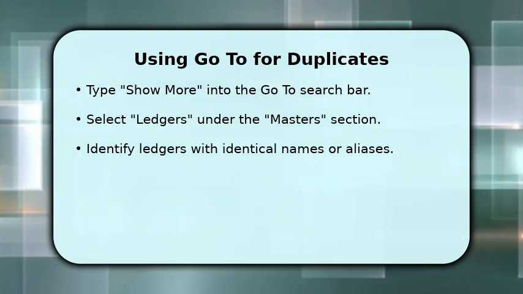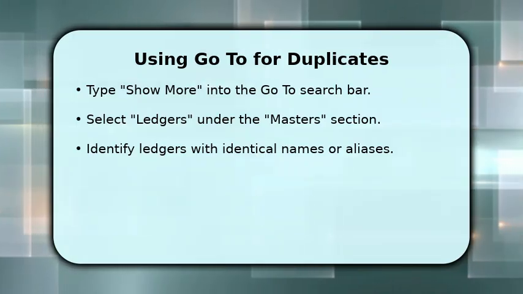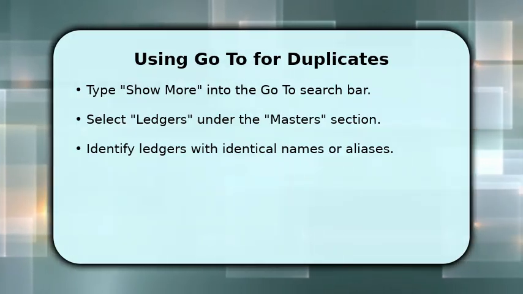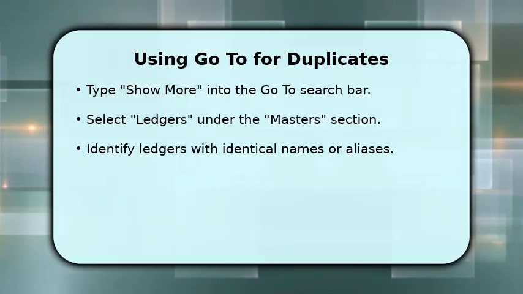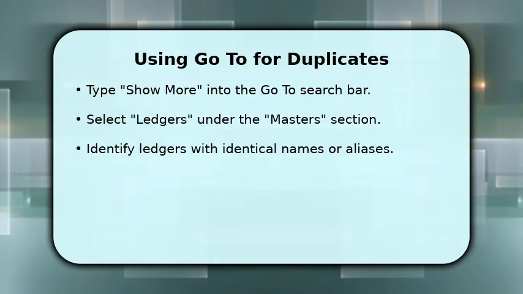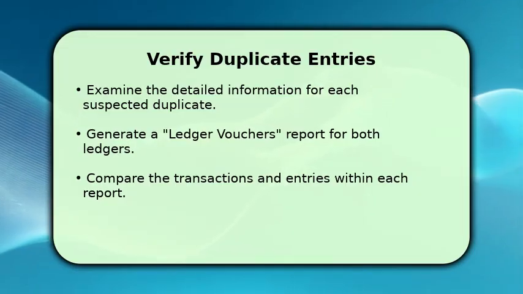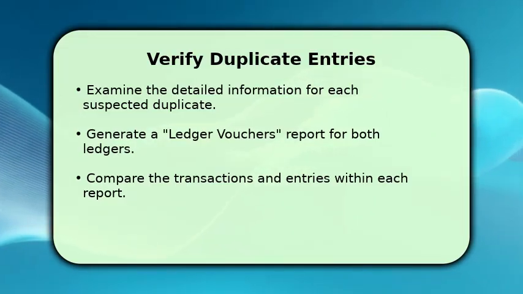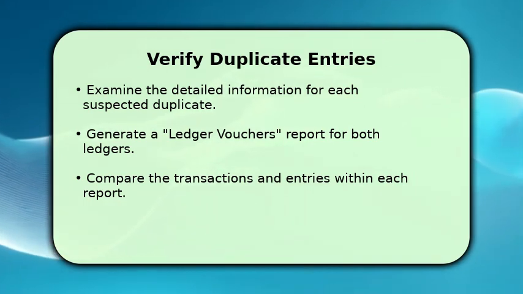Now, carefully review the list for any ledgers that appear to have identical names or aliases. Pay close attention to similar opening balances or group assignments, as these can often indicate a potential duplicate entry in your books. To confirm if a ledger is truly a duplicate, examine its detailed information, including its group and opening balance. Next, generate a ledger vouchers report for each suspected duplicate.